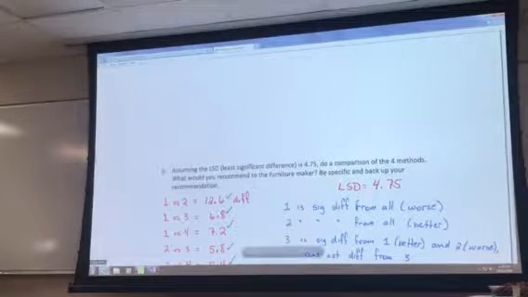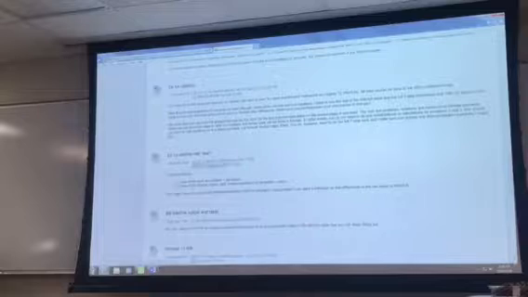Now, also in Minitab, I do have posted a randomized block ANOVA example.